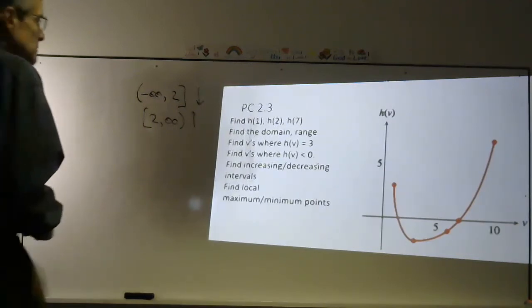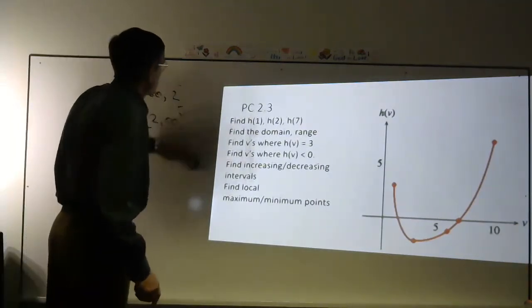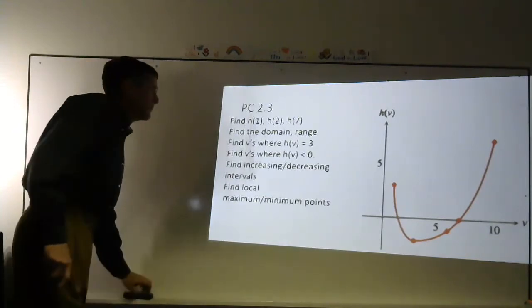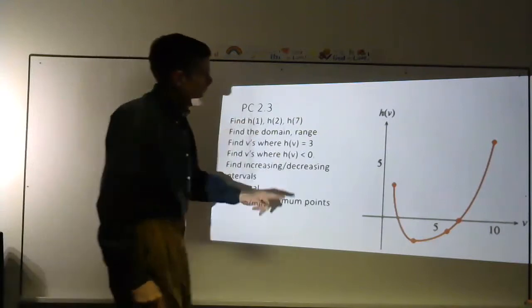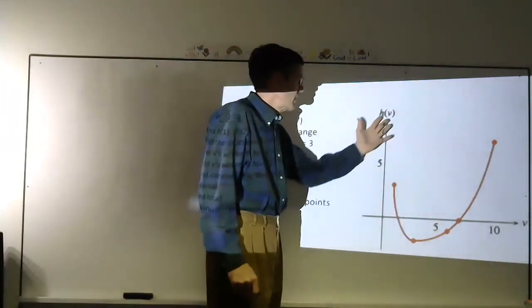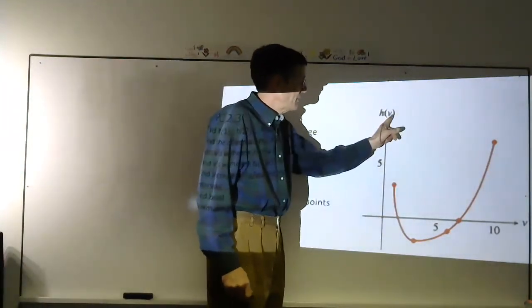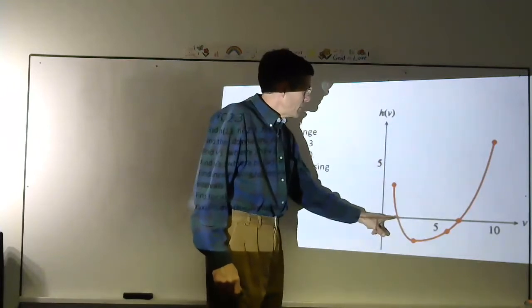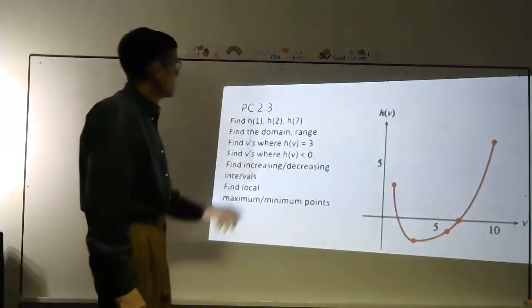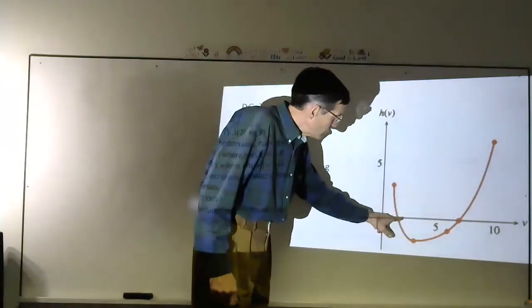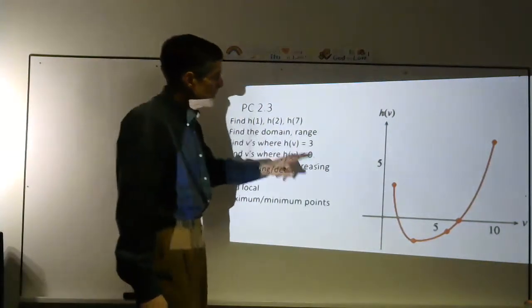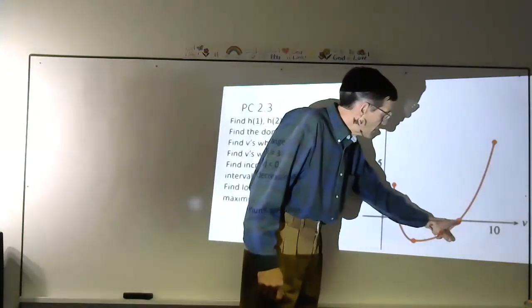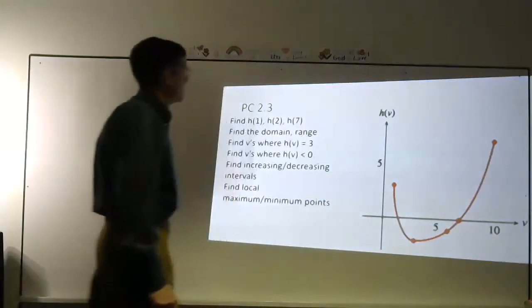How about another one? I want to do a lot of these to get you practiced up here. Find h of 1. This is the function h of x, or h of v, pardon me. 1 goes to 3. How about 2? 2 looks like it goes to -1. How about 7? 7 goes to 0, right?